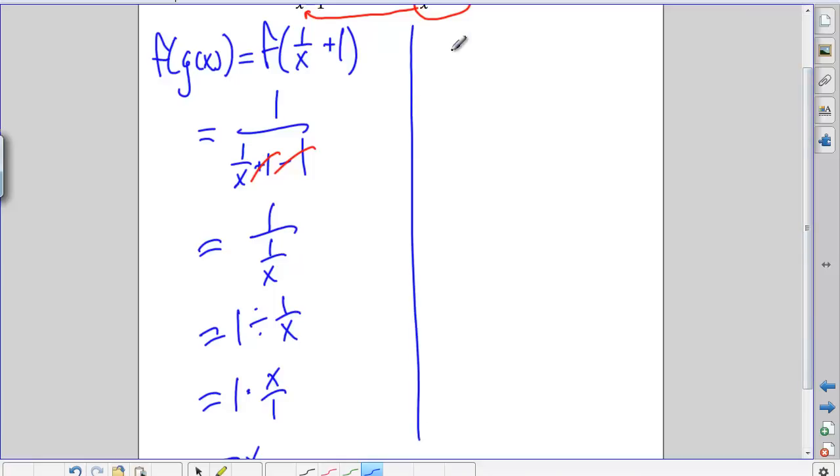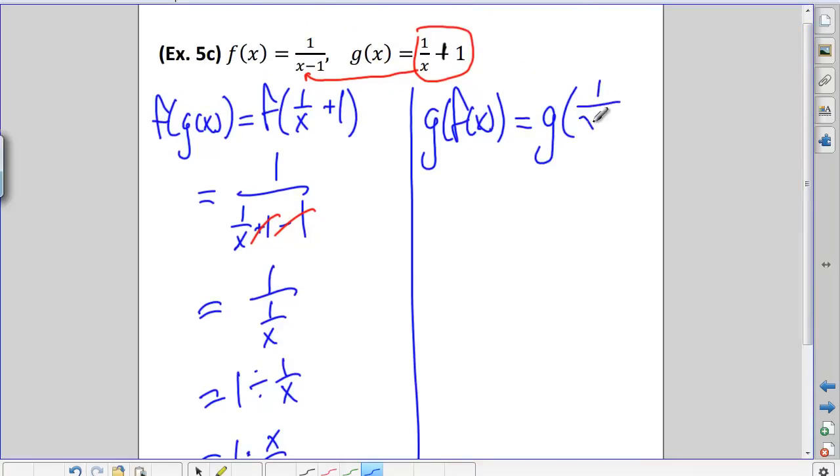So now let's do the other way. g of 1 over x minus 1. So now we're plugging this whole thing into this x. So we get 1 over x minus 1, plus 1. So make sure you get all those fractions in there.